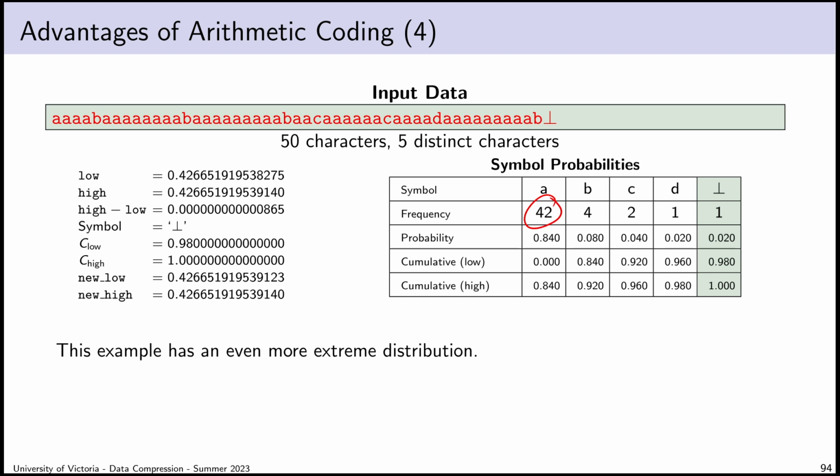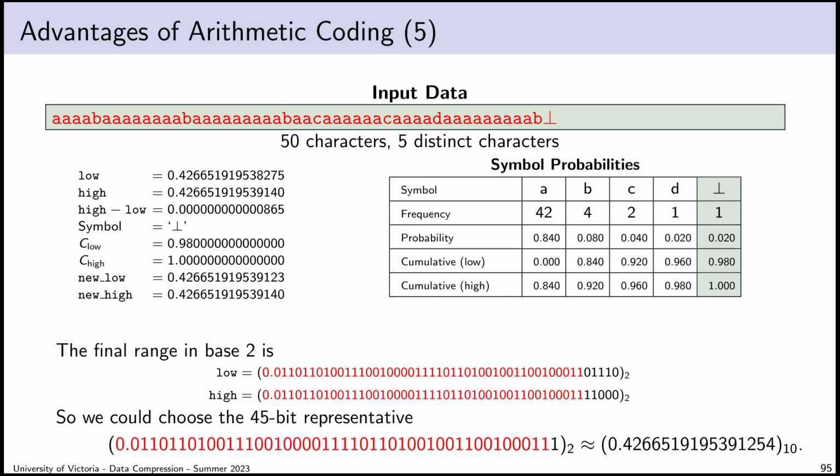So A is even more dominant in this distribution. So I'll perform arithmetic coding, and my representative here, so again, I could just send over all of the bits of low. I always have to send the red bits. I have no choice, because I have to put us in the range low through high. But I could also send, if I set this bit to a 1, the corresponding sequence is 10000, which is less than this. So I could choose as my representative all the red bits plus 1 extra bit, and I get a 45-bit representative. 50 characters, 45 bits.